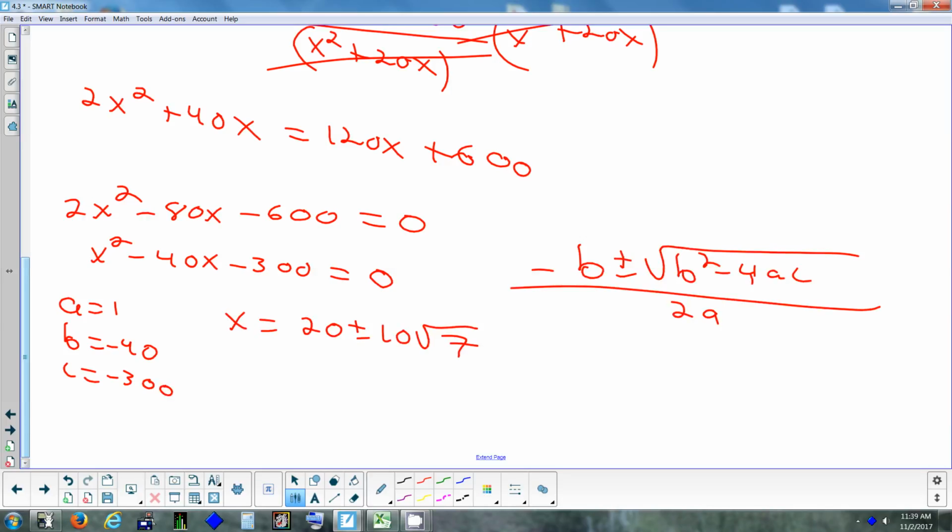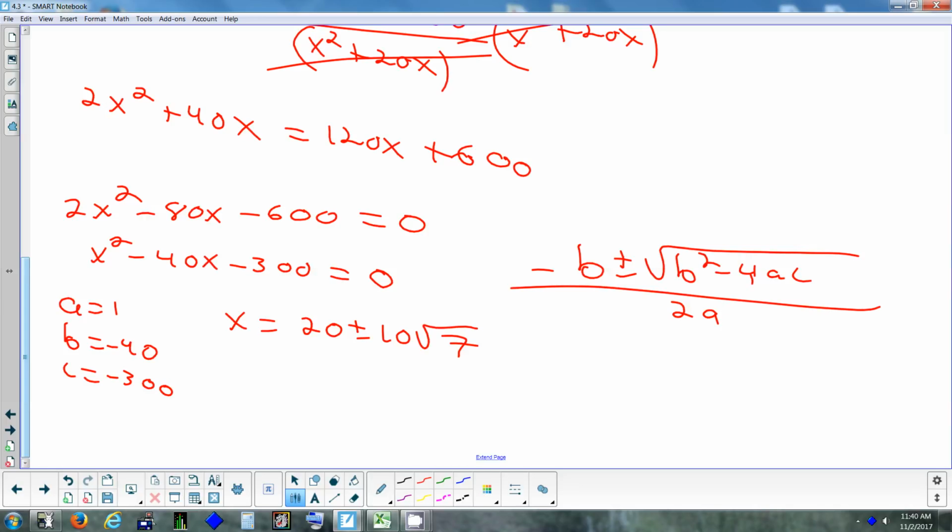So now technically that means she could drive at this speed and complete the trip in 2 hours, or she could drive at another speed. So that doesn't make sense. There can only be one speed she could drive at. So one of these answers isn't going to make sense because it's going to come out a certain way. Anybody know what's going to happen to one of those answers? Yep. It's going to be negative. If you do 20 minus 10 square roots of 7, you would get a negative speed.